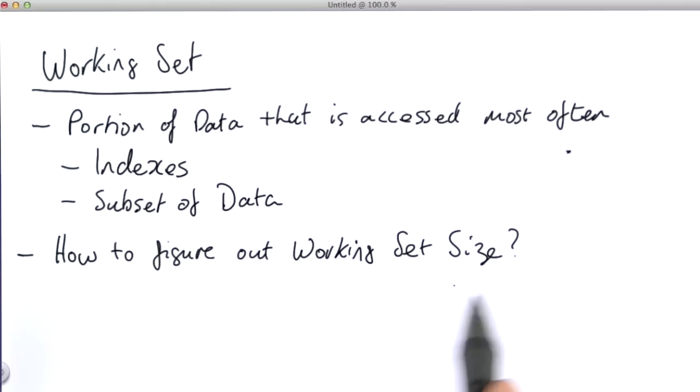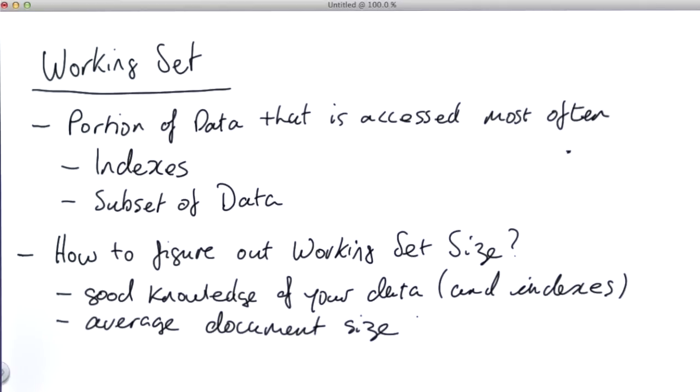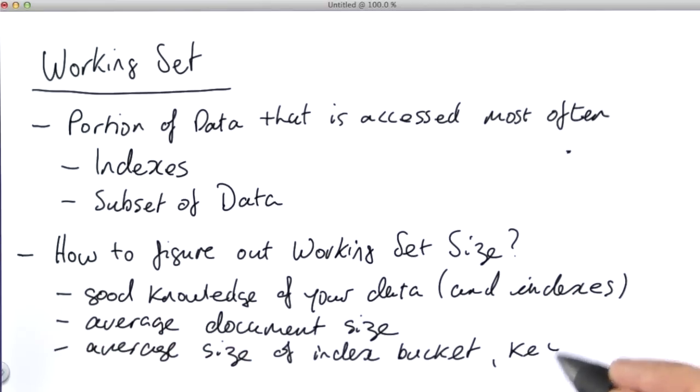How do you figure out your working set size? That's an interesting question, and actually in 2.4 we've added a command which I'll go and show you an example of in just a second that will estimate your working set size. The best way to actually figure out your working set size on an ongoing basis is to have a good knowledge of your data, and of course the indexes as well. By knowing this and knowing what your clients, what your applications are actually going to use on a regular basis, you can figure out based on things like your average document size, the average size of an index bucket and key. You can get a very decent idea of exactly what your working set size might be.